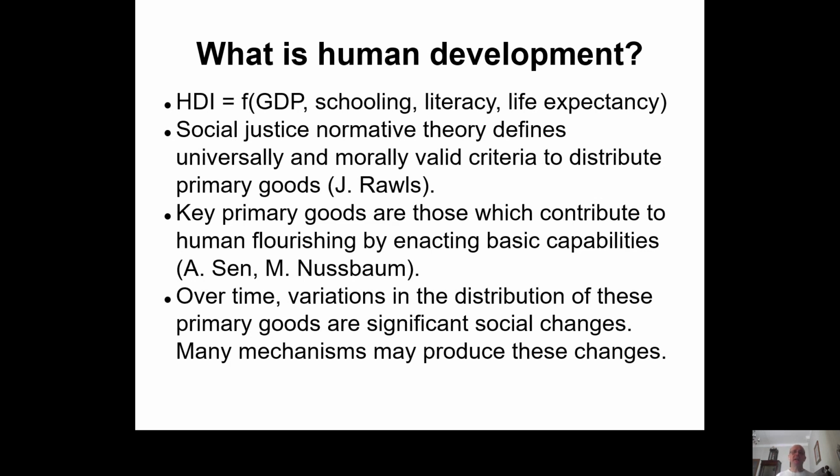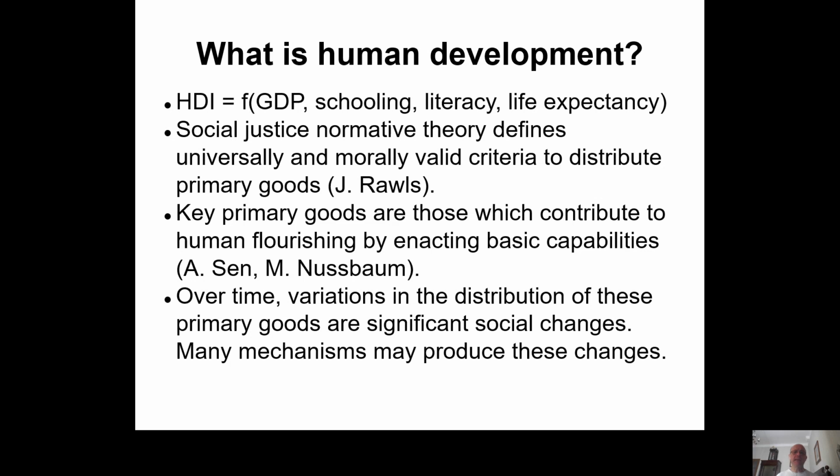Working in this very deductive way, John Rawls tried to develop a normative theory of social justice that defined universally and morally valid criteria to distribute primary goods. I will not go into the criteria. Maybe if you have had a course on social justice, you know some of them and how they have to do with liberties and with some sort of positive discrimination. This is not the point here, or I don't have time to elaborate on that. I want to focus mostly on the concept of primary goods.